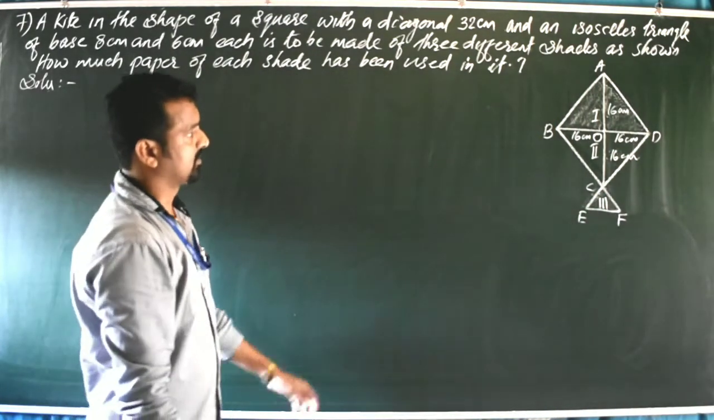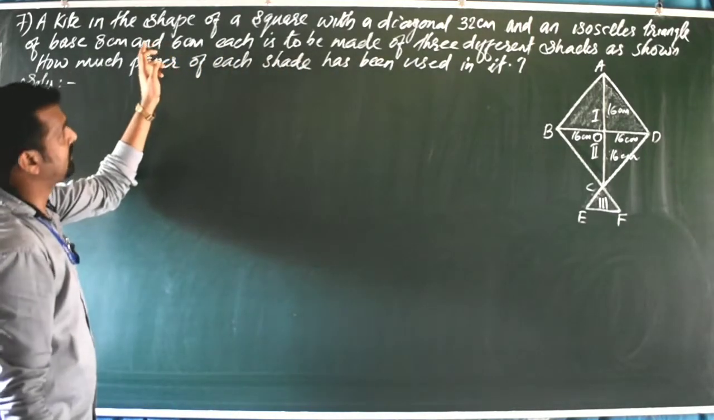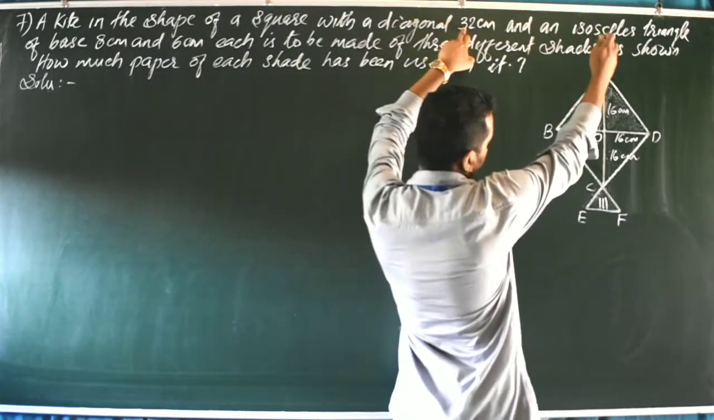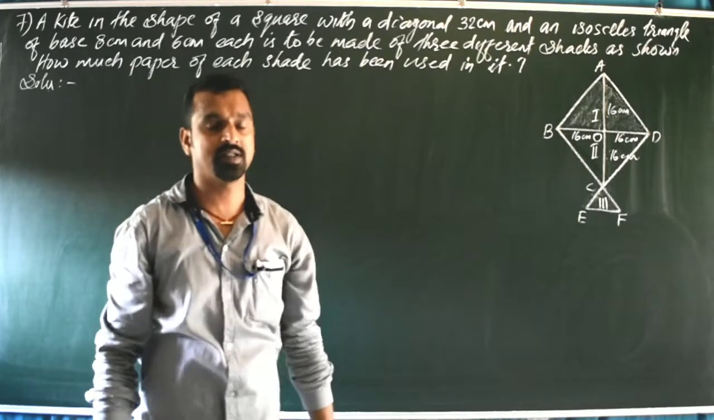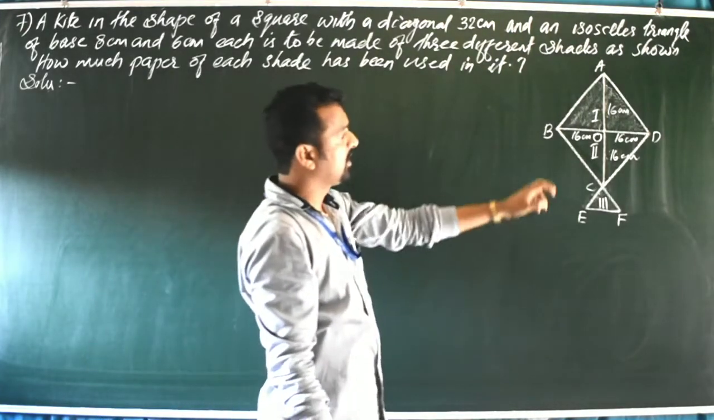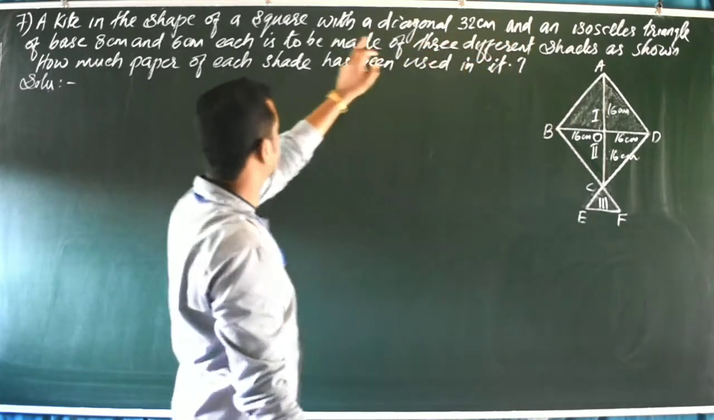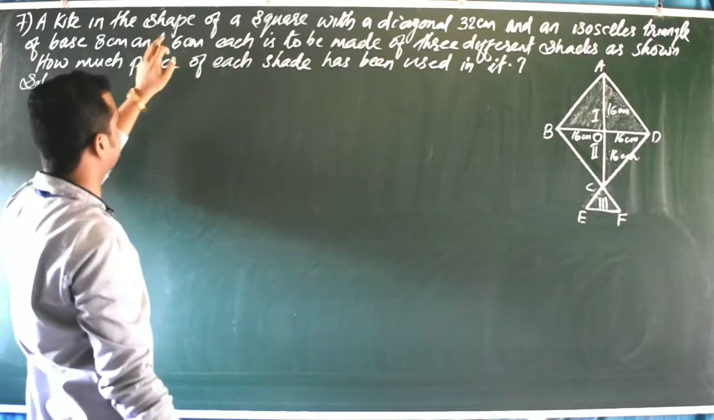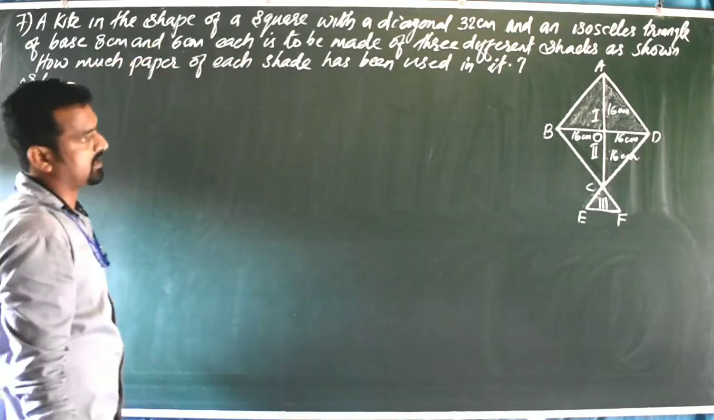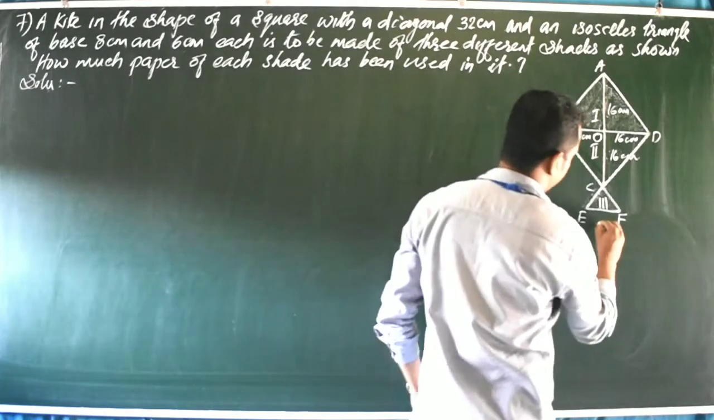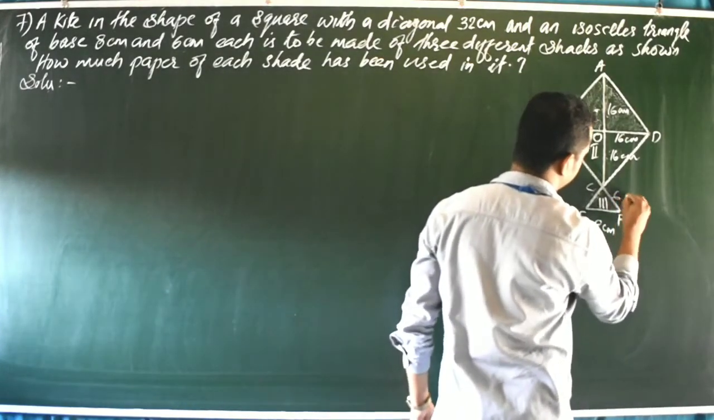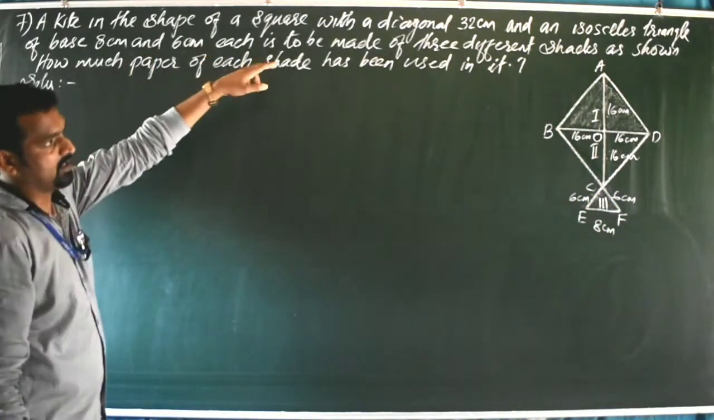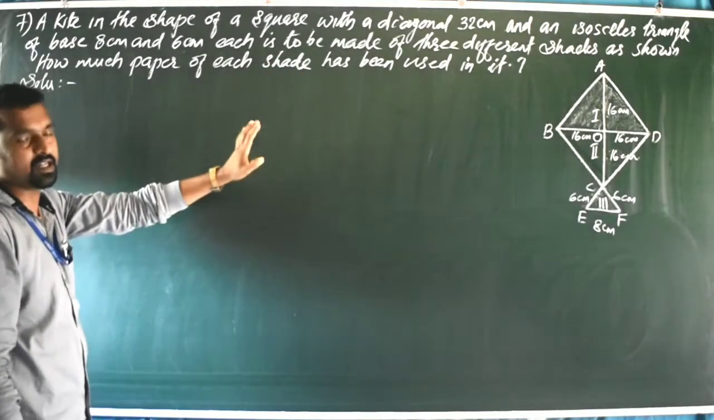Now, what is the question here? And again, one more thing is there. A kite in the shape of a square with a diagonal 32 centimeter and an isosceles triangle. What is an isosceles triangle? Two sides are equal, then it is called an isosceles triangle. Here it is an isosceles triangle, this one. Isosceles triangle of base 8 centimeter and sides 6 centimeter each, base 8 centimeter and sides 6 centimeter.